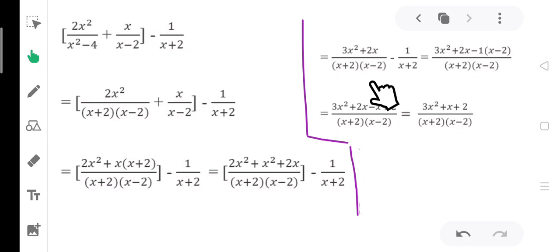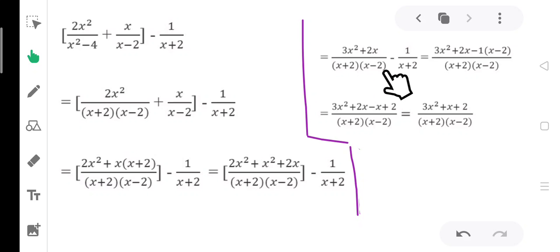So the LCD would be x plus 2 times x minus 2. I did not write another x plus 2 here because this x plus 2 is common to x plus 2. So the least common will be written here. The common is x plus 2, so we're not going to write x plus 2 again as part of the LCD. So this is our LCD.